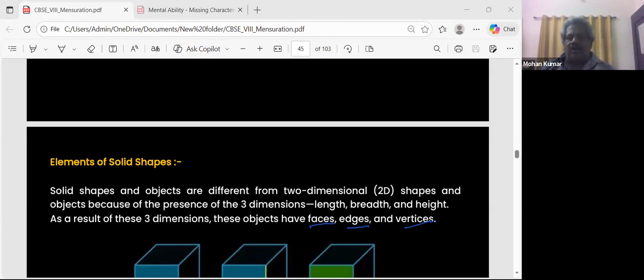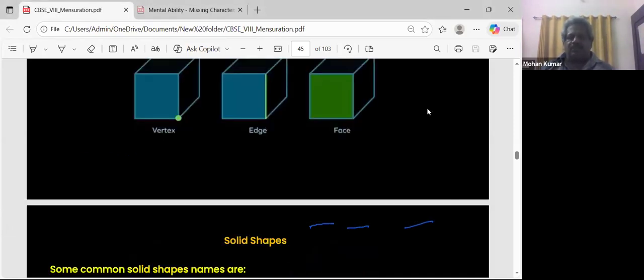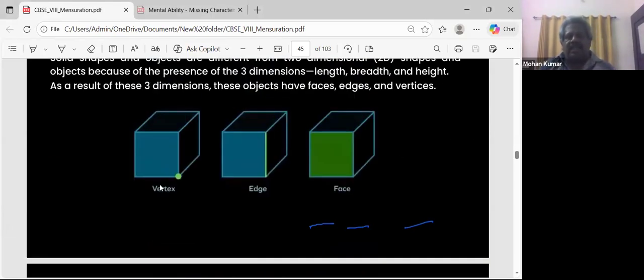Let us observe what that means. Now, the vertex. Let's see what that is. The vertex is only the point which is indicated. See, this is the vertex.